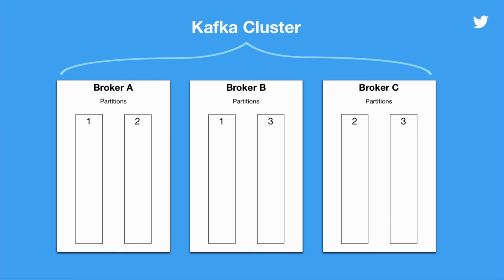So partition 1 is on brokers A and B, partition 2 is on A and C, and partition 3 is on B and C. If broker A goes down, if it crashes, partitions 1 and 2 still have what we call in-sync replicas on brokers B and C, respectively, so we can stay in business, we can keep processing without losing any data. There are a few things to note about this design, the key takeaways.